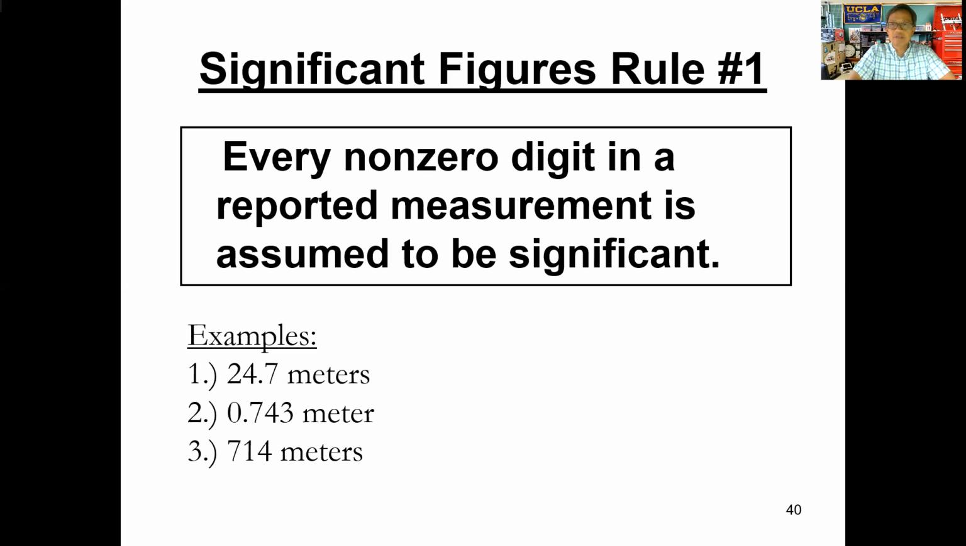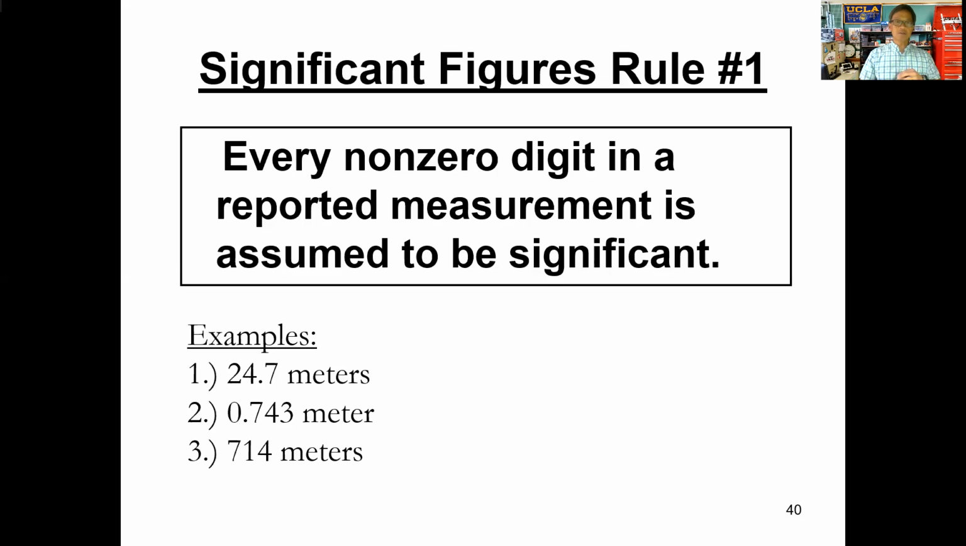Let's take a look at the first rule. The first rule tells us that every non-zero digit is significant. That means whenever you see a non-zero digit written down, it's meant to be counted as being significant as part of the precision of that particular measurement.